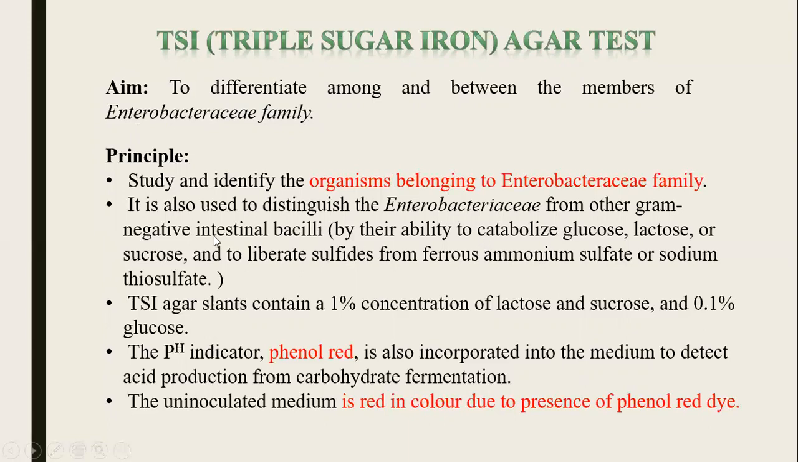So here the media contains triple sugars: 1% concentration of lactose, sucrose, and 0.1% concentration of glucose, along with the pH indicator phenol red. This phenol red is incorporated into the medium to identify the production of acid from carbohydrate fermentation. The uninoculated medium is red in color due to the presence of phenol red dye.